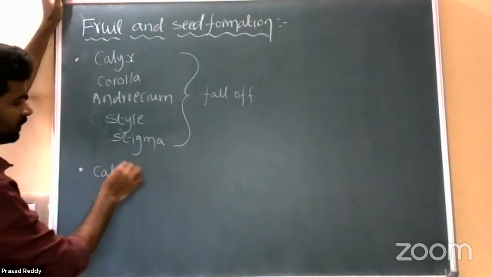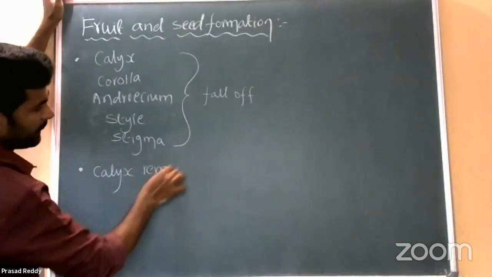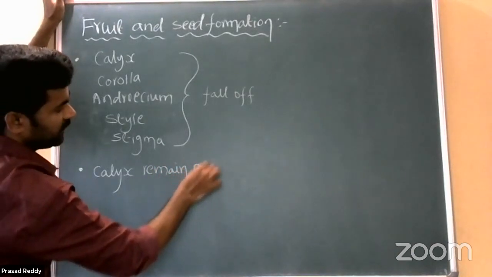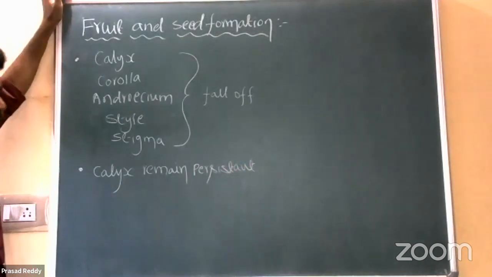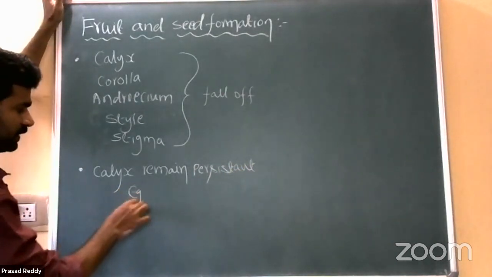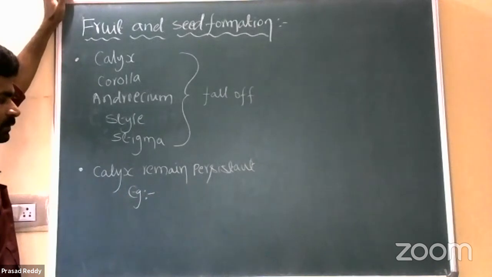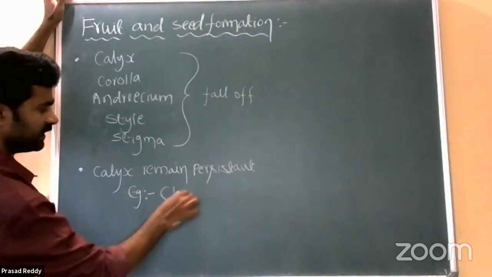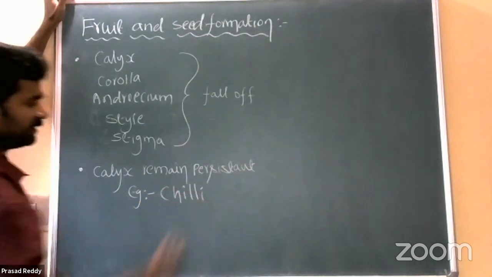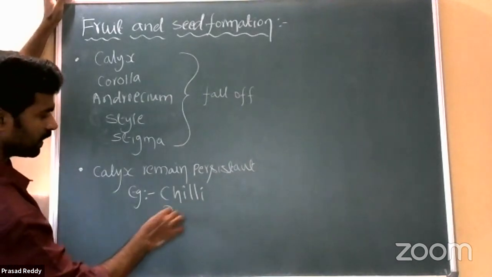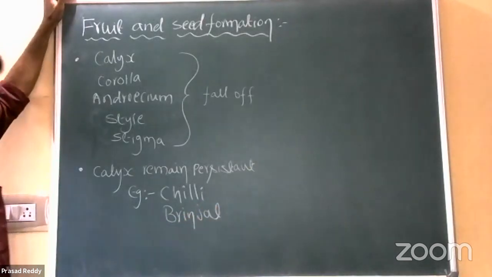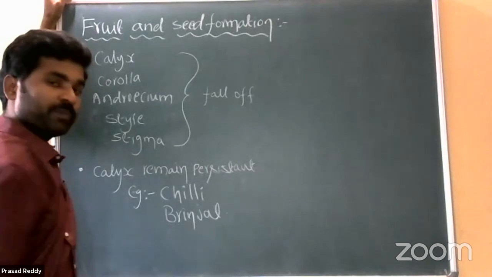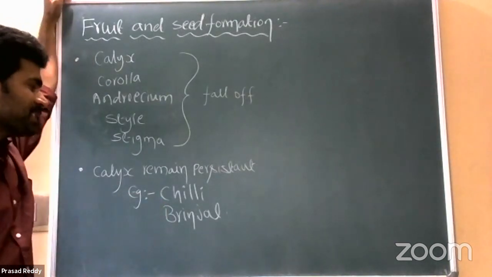Give me some examples. Calyx remains persistent after fertilization also. Examples for this are chili, Capsicum frutescens; brinjal, Solanum melongena; tomato, Lycopersicum esculentum. Examples for persistent calyx.